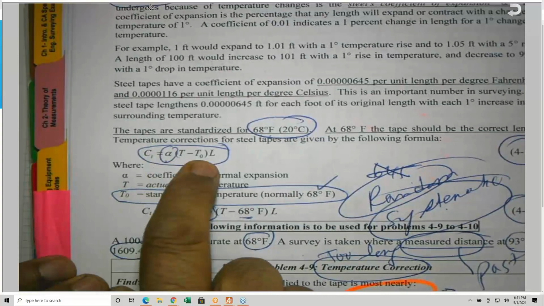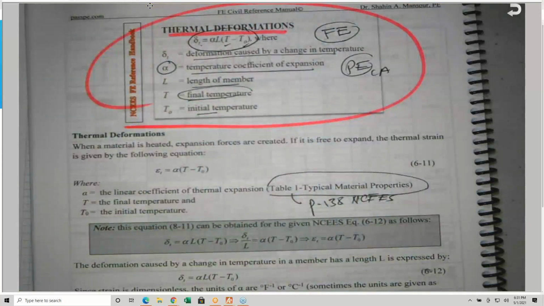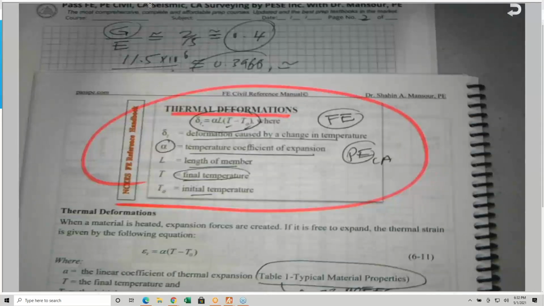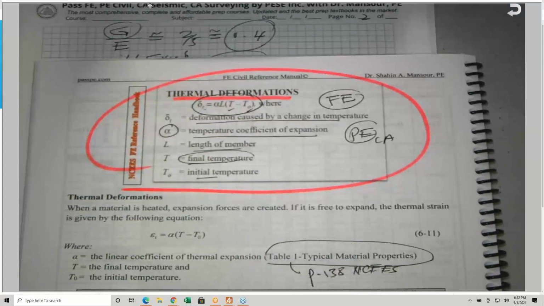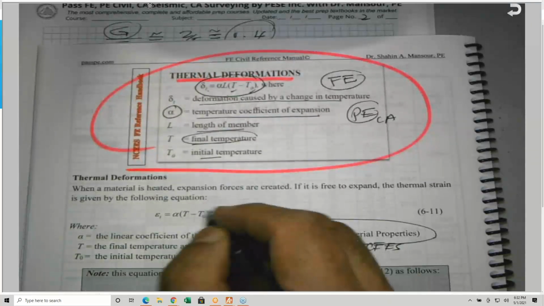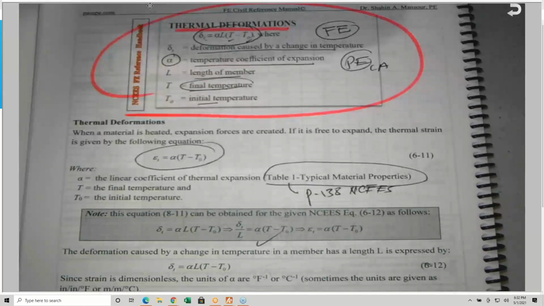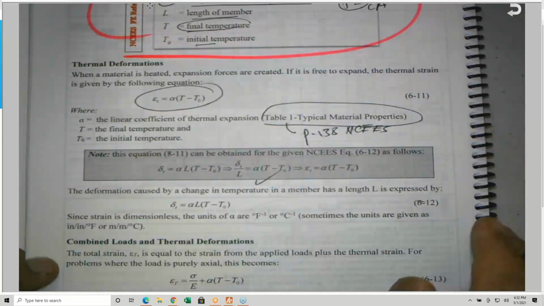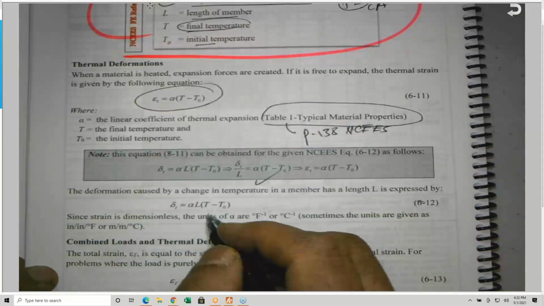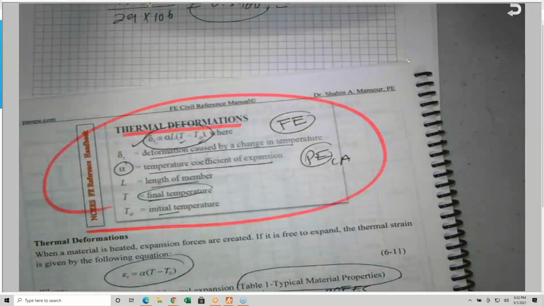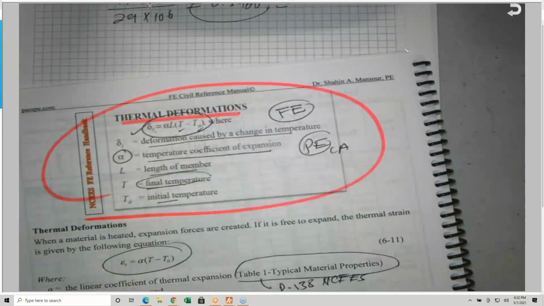Here it is: alpha times (T minus T sub O) times L, where alpha is the coefficient of thermal expansion. So this is the change in the length. The equation is going to be mentioned again in a different class. It is very easy to derive all these equations. I need you to know this delta T, which is the change, or the deformation that will be caused.